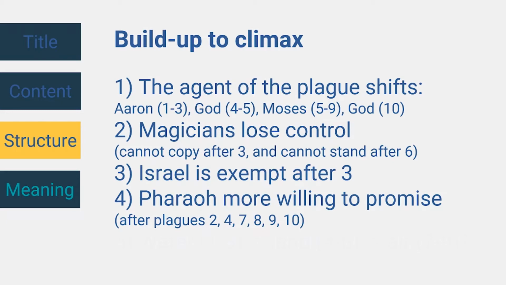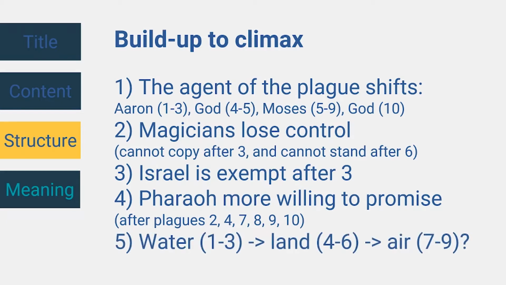And finally, it does seem that the first 3 plagues are mostly based around water and water-based animals. Then plagues 4 through 6 emphasize the impact the plague has on the land and on the land-dwelling creatures. And plagues 7 through 9 all have something to do with the air or the sky.